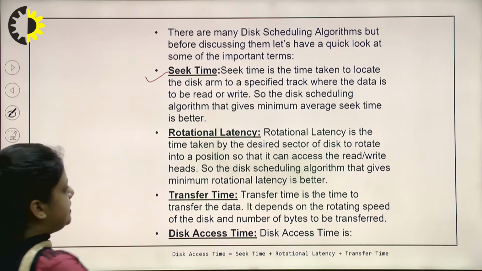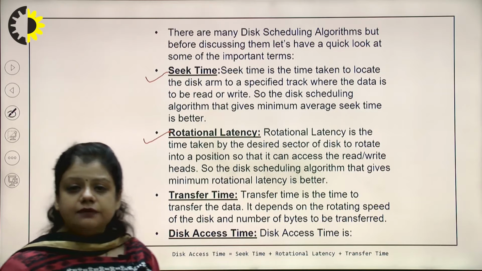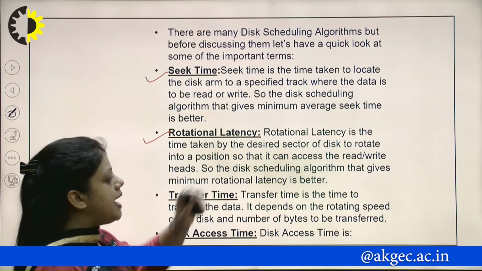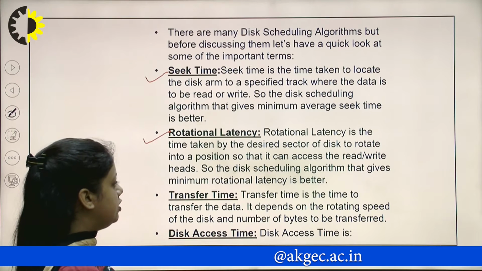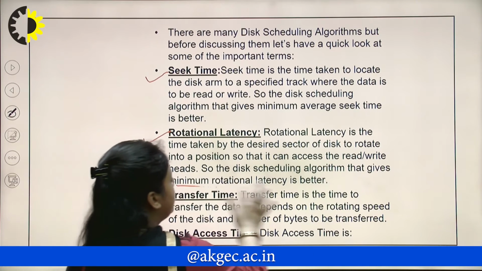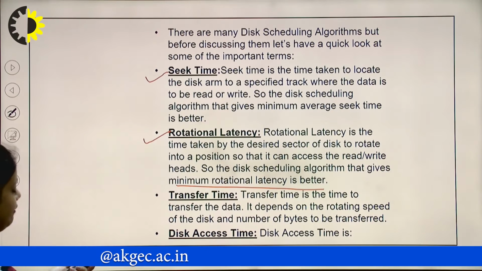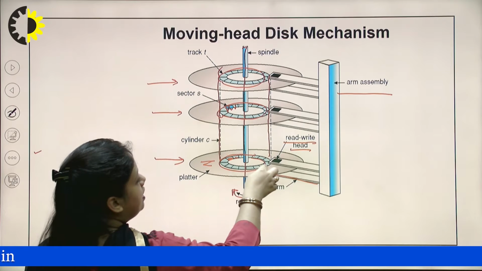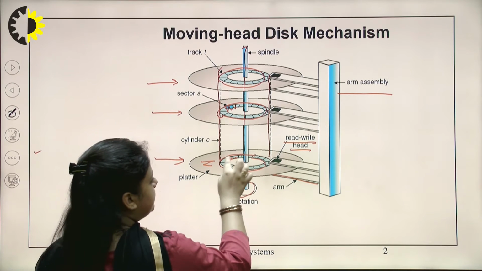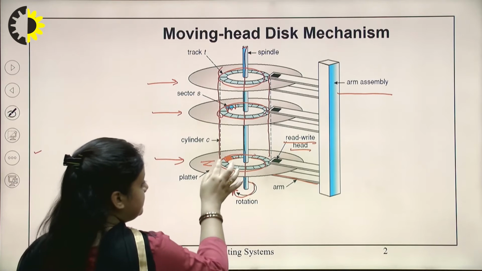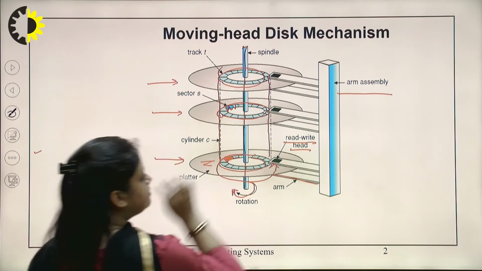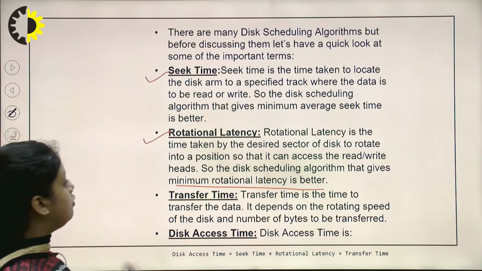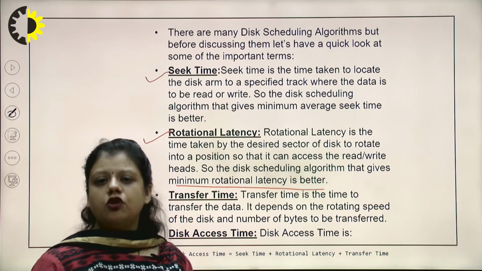Next is the rotational latency. Rotational latency is the time taken by the desired sector of the disk to rotate into position so that it can be accessed by the read-write head. So the disk scheduling algorithm that gives the minimum rotational latency is better. If I go to the diagram, here is the read-write head. In this track, say the data has to be read from this sector. The time taken to rotate and reach the read-write head so that the data can be read is known as rotational latency. So it should also be as low as possible.